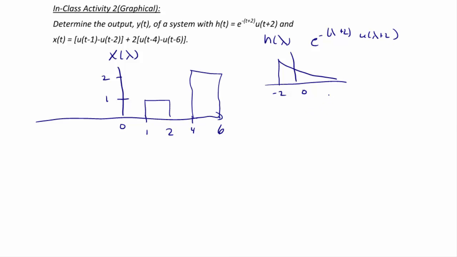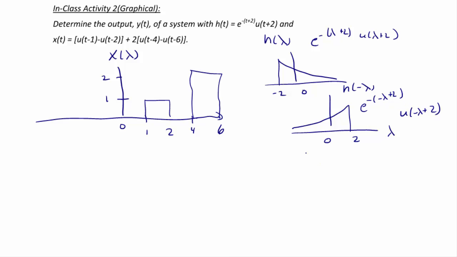Okay, we will flip it first. So now we have h of negative lambda. So it now has the 2 here, and it decays the other direction, or it's exponentially increasing. And the equation for this one would be e to the negative lambda plus 2, u of negative lambda plus 2.